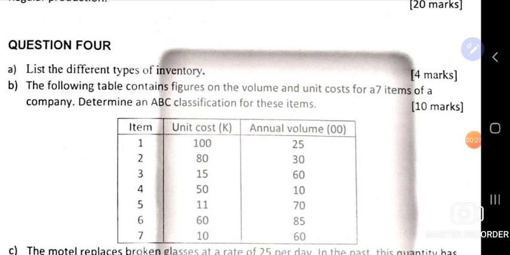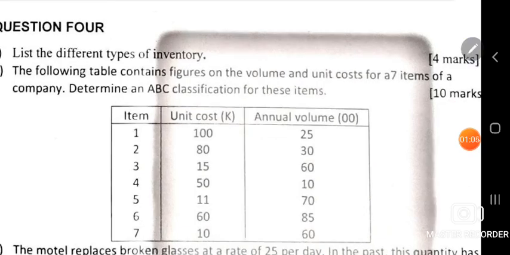The following table contains figures on the volume and unit costs for seven items of a company. Determine an ABC classification for these items. So, how do you approach this question given such a table? Well, one thing I can tell you about this topic is that a question always comes with a table, just like the way you've seen it. Most of the time these are the columns that will be given initially, but it doesn't end here. Your columns have to be further extended, more than this. And we'll demonstrate as we answer this question.